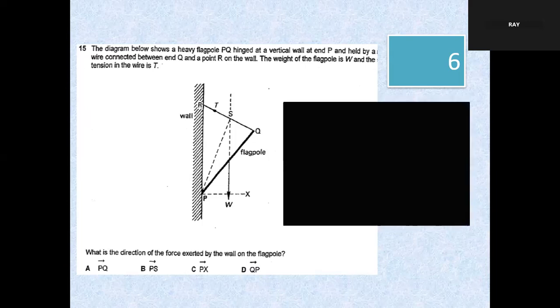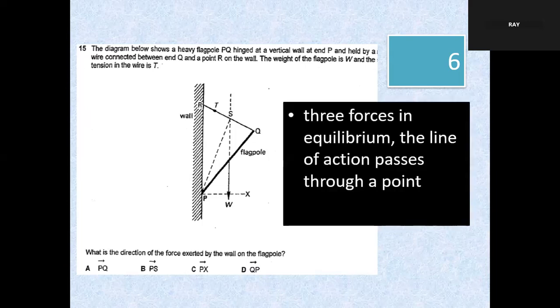Three forces will pass through a point, no? The lines of action will pass through a point. They are kind to you already. They give you the line of action of this one, and the line of action of T coincides at S. So the reaction force must be along this line, PS, no?